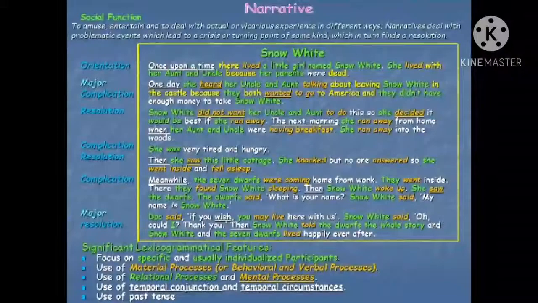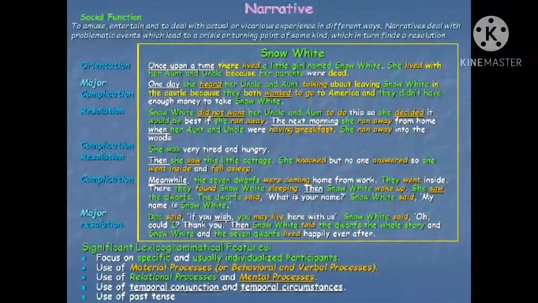The last one is narrative text. Narrative text is a story with a complication or problematic event, and we need to try to solve the problems. As we know, narrative text is a story with a problem, and it tries to solve the problem. So let's move to the text. So this is for narrative text.